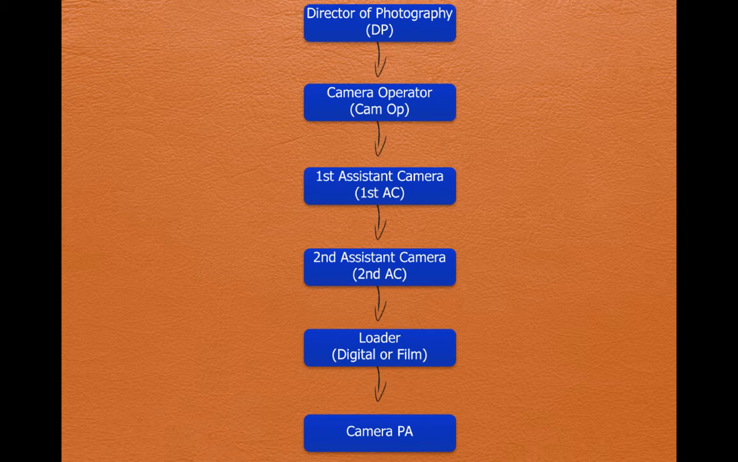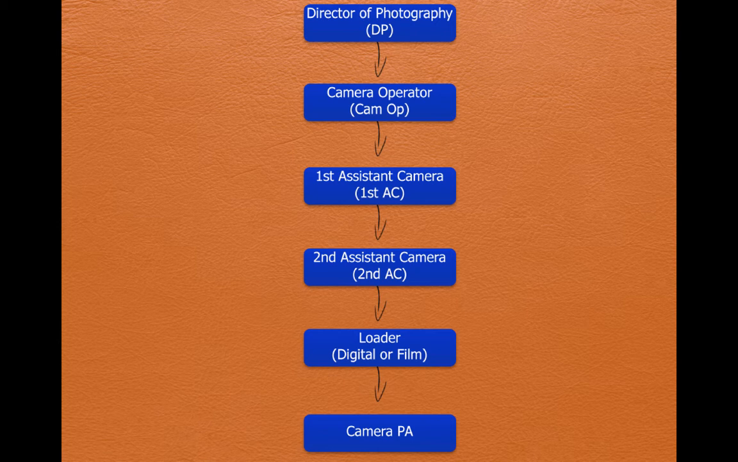The second assistant camera is the person who slates each shot. They basically have the number of the shot, where it's taking place in the script, so that when the editor edits, they can look at the script continuity log and see what the slate says and then put the movie together.